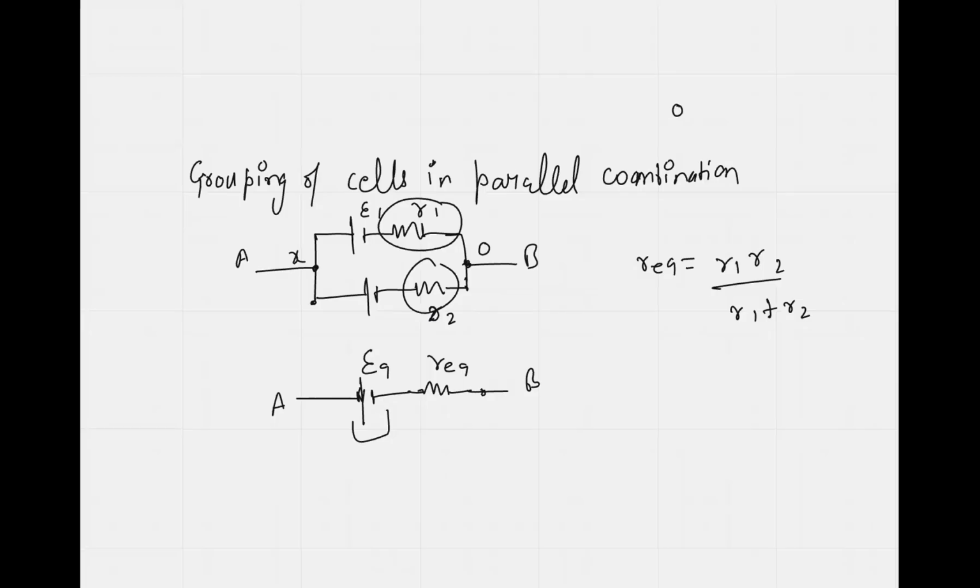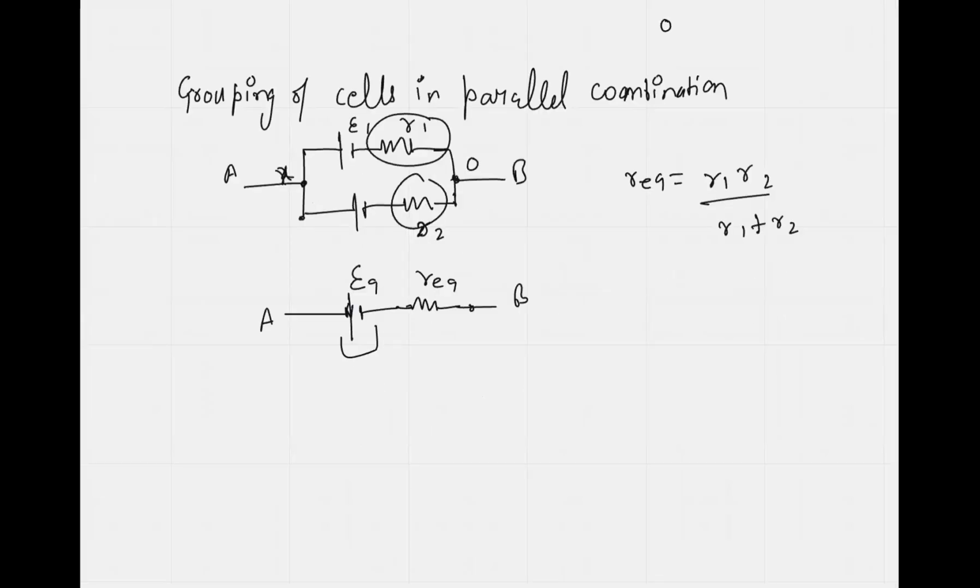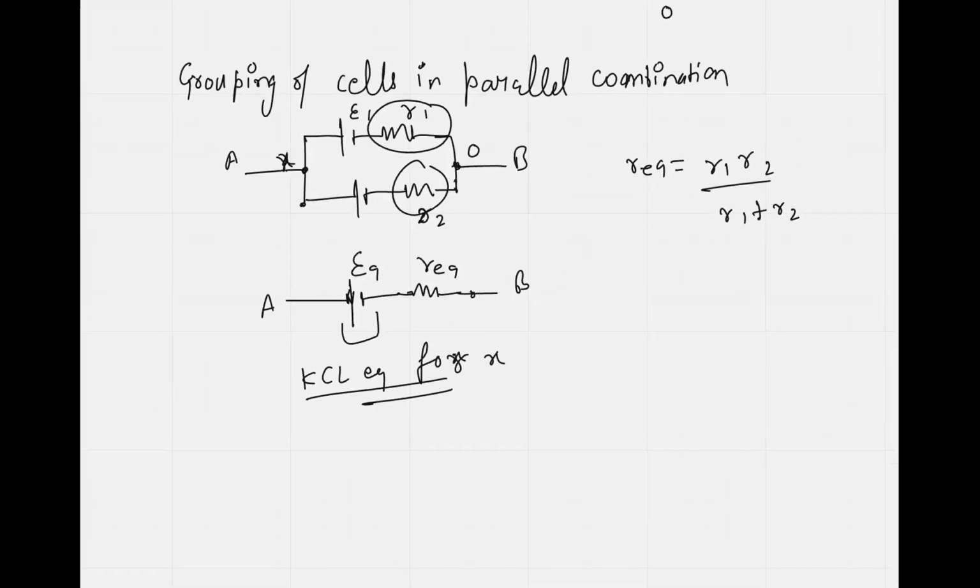Our task, Kirtana, is to calculate x, because what is the net potential across A and B? You can say that is x minus zero. So that will give you the net potential across these two terminals. So can we do one thing? Let's apply the KCL equation at this particular terminal x.